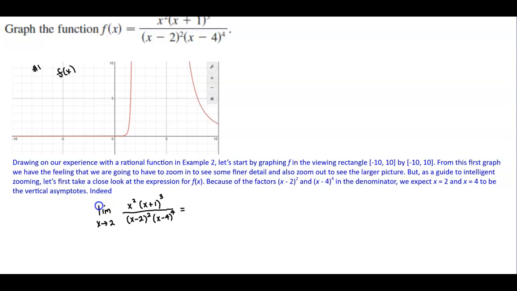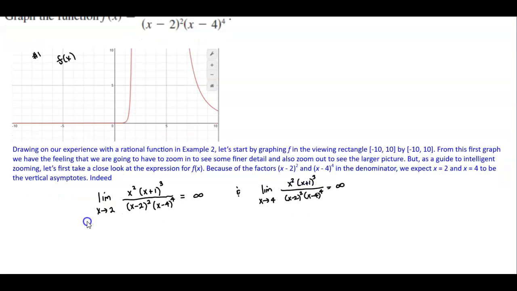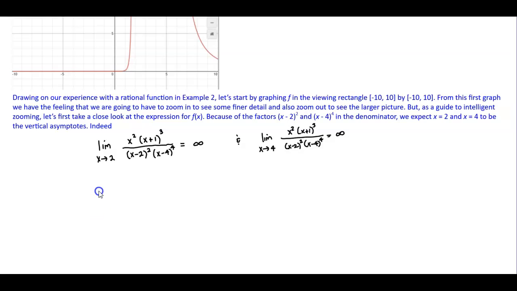Well, that is equal to infinity. And then if we want to find the limit as x approaches 4 of the function x squared times x plus 1 cubed over x minus 2 squared times x minus 4 to the 4th, that is also equal to infinity. Now we want to find the horizontal asymptotes. In order to find the horizontal asymptotes, we need to divide the numerator and denominator by x to the 6th.